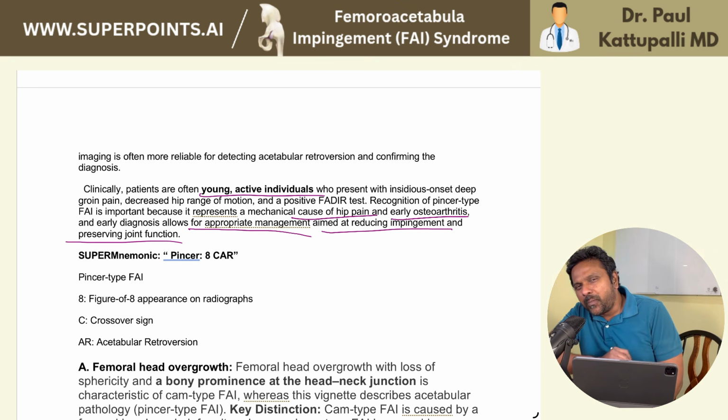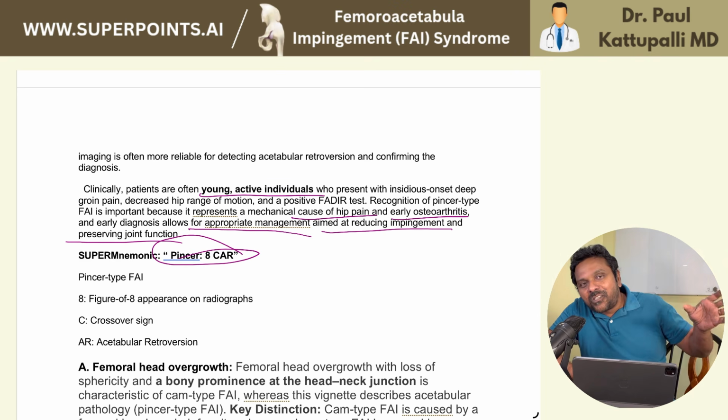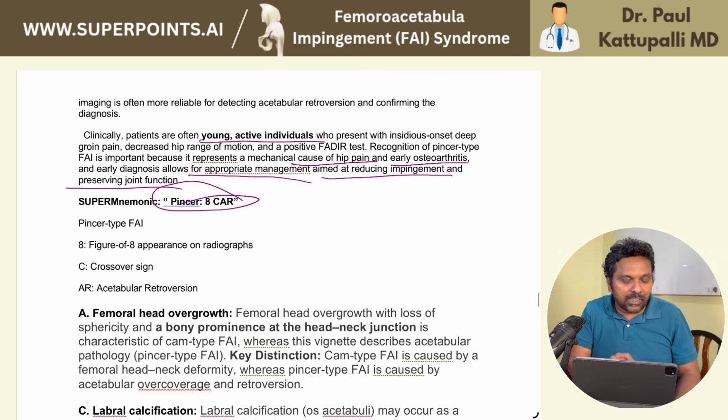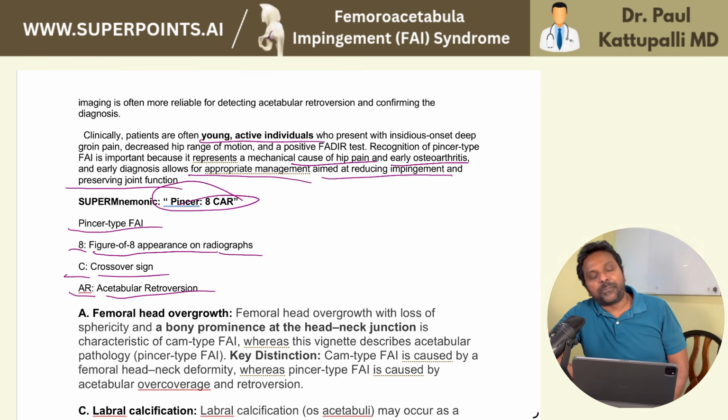So the super mnemonic, how do you remember? Pincer 8 car. That is the mnemonic I use. Pincer 8 car. It almost sounds like a race car. So in pincer type FAI, you see 8, figure of 8 appearance on radiographs. C for crossover sign. AR for acetabular retroversion. So 8 for figure of 8 appearance.